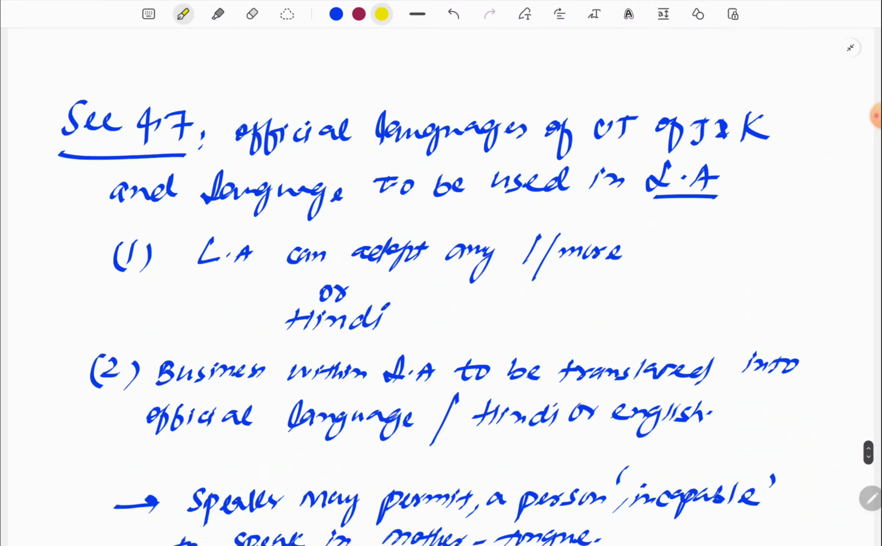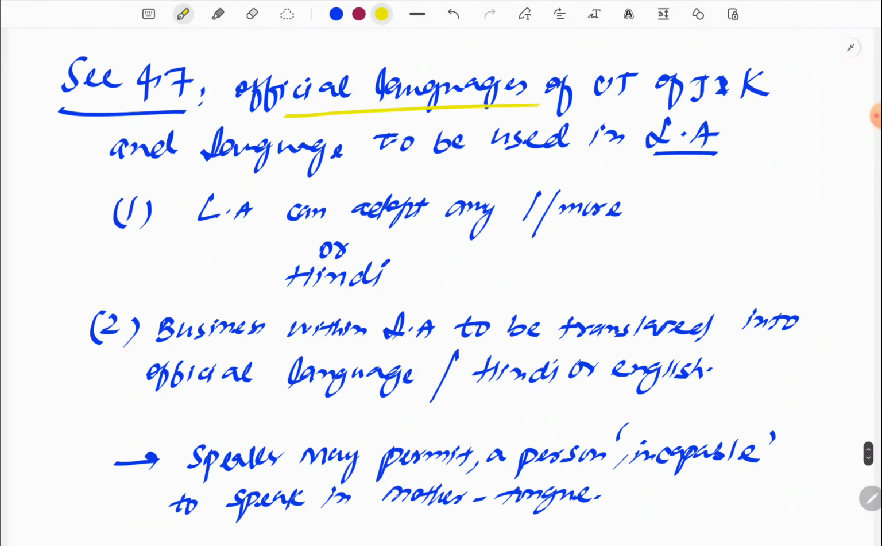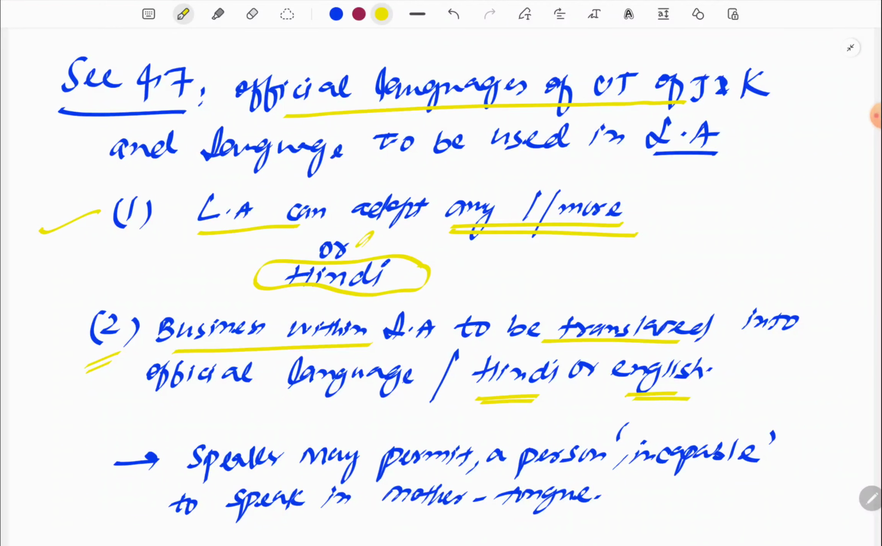Moving to section 47, it tells us about the official language of the UT of Jammu and Kashmir. Its first clause tells us that the legislative assembly can adopt any one or more languages, just remember it, or it has to adopt Hindi. Second, all the business conducted in the legislative assembly has to be translated into Hindi or English, just remember that.